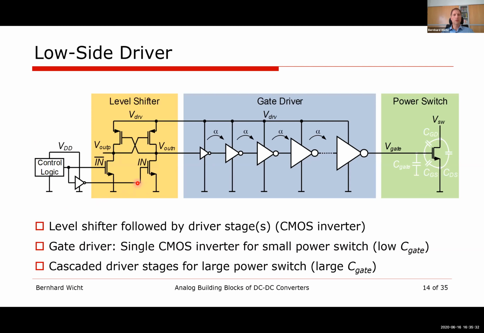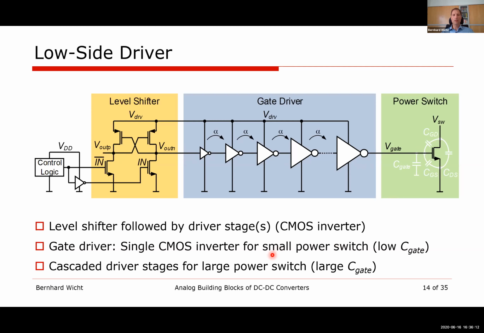Let's assume we turn the in signal here to 1. That turns on this device here and pulls down our out N signal, which goes directly to the gate driver. By pulling it down, the P device here turns on and pulls up V out P. So we have these 2 complementary outputs well defined. Now the 0 signal goes into the gate driver. We have an odd number of stages. So then we get a high signal here at the output, which turns on our power switch.